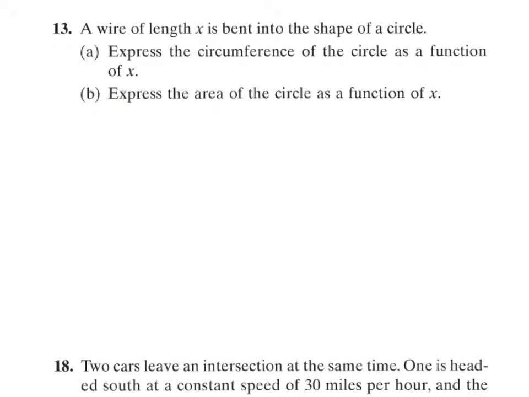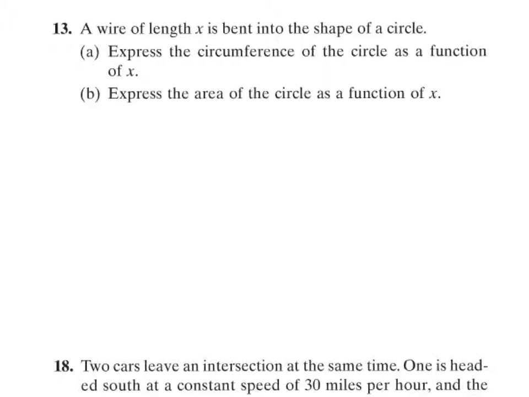Okay, so a wire of length x. So we've got some wire, it's x meters long or centimeters long, whatever. It's bent into the shape of a circle. Express the circumference of the circle as a function of x, and express the area of the circle as a function of x. Okay. So we're going to take this wire, we're going to bend it.